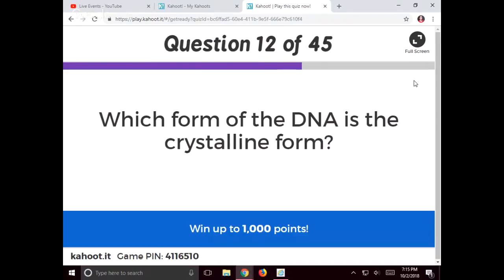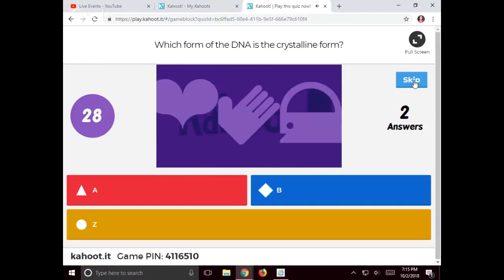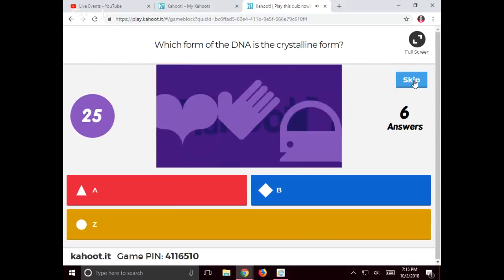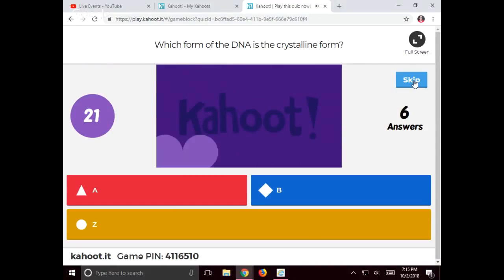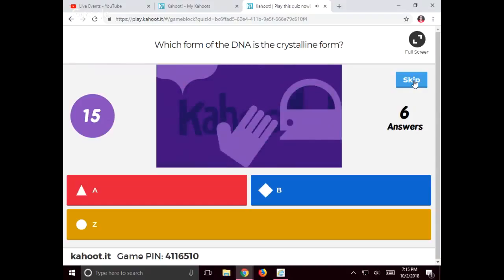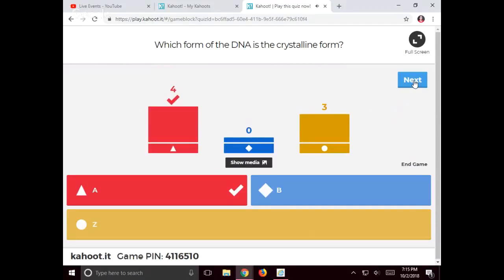Which form of the DNA is the crystalline form? So which one is not hydrated? Which one doesn't have water in it? So A is the one that doesn't have any water along its major groove, and then B is expanded out and it has water along its major groove. Z is the one that is completely the other way. It might have water, it might not, but she doesn't have it in her notes. Okay. Well, then that leaves only A then.